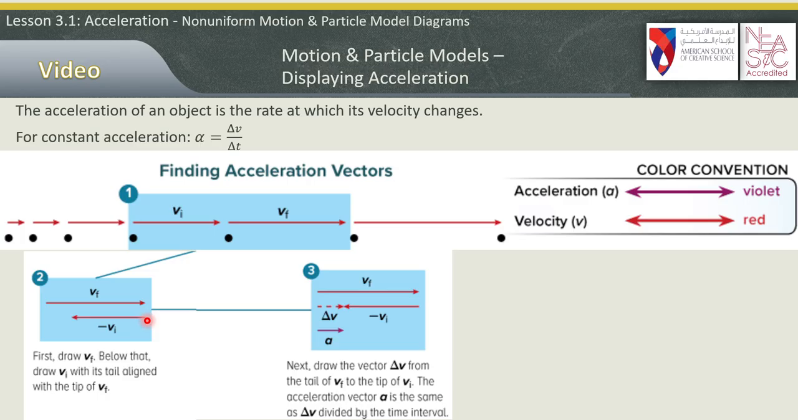Next, draw the vector delta v from the tail of Vf to the tip of Vi. And the acceleration vector alpha is the same direction as delta v, of course, divided by the time interval.